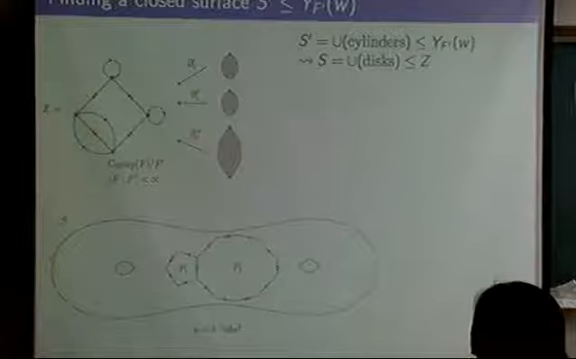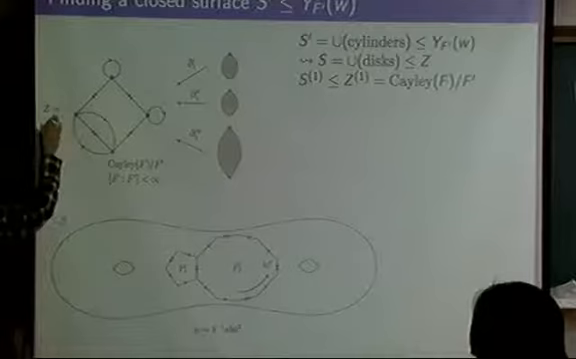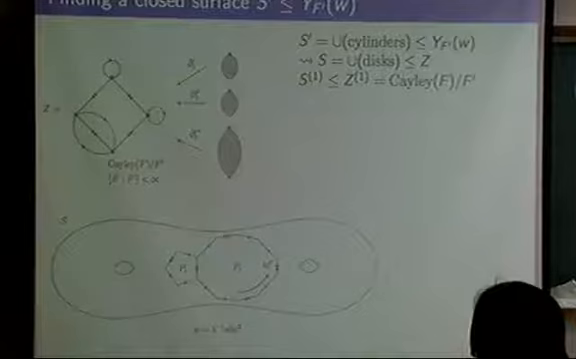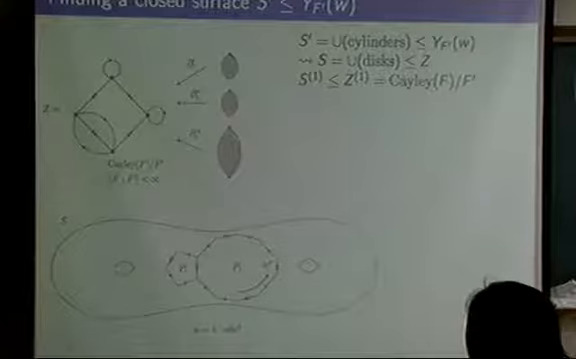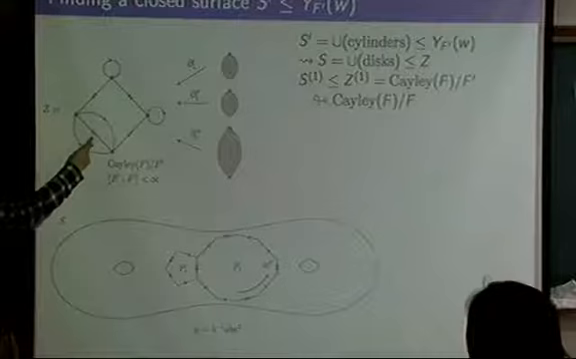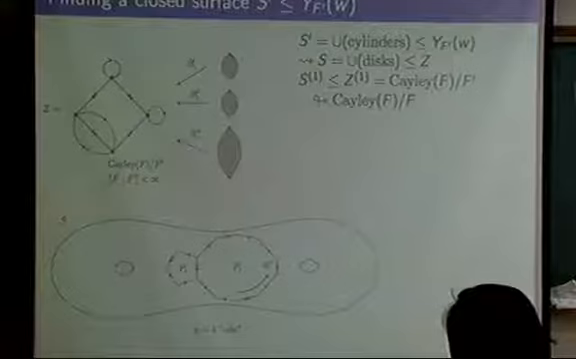So if one considers, in other words, this new complex Z will contain a closed surface, such that the boundary of each disk will read some power of W, because originally cylinders were glued along liftings of the word. So the one skeleton of Z is the coset Cayley graph, it immerses, locally injects into the bouquet of circles.